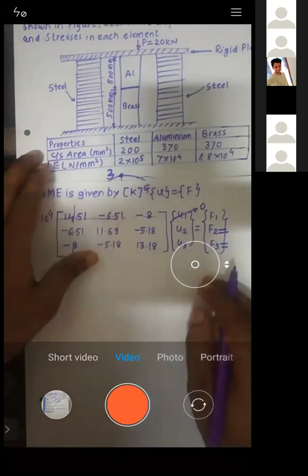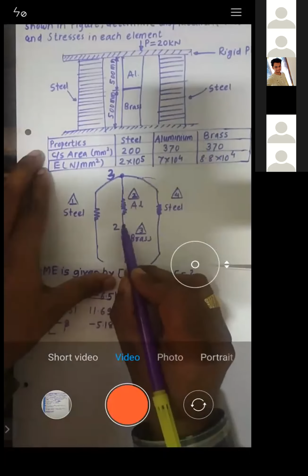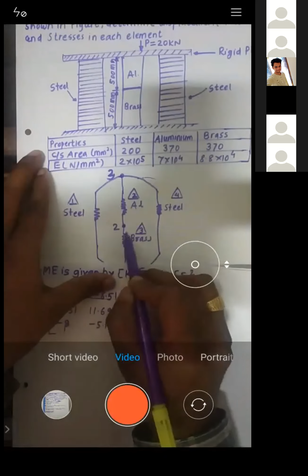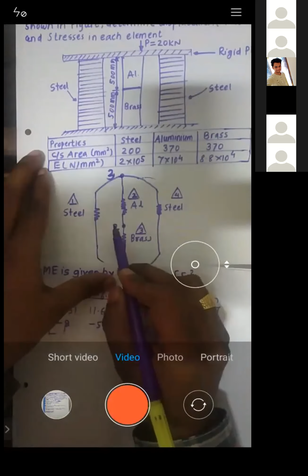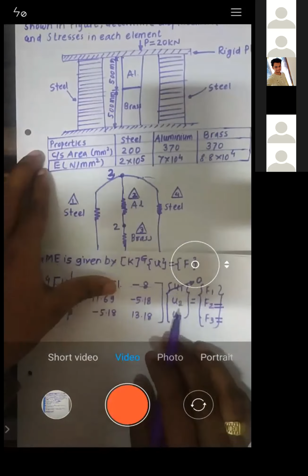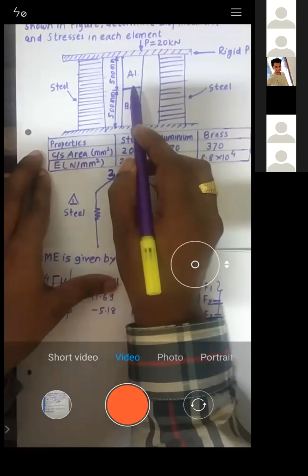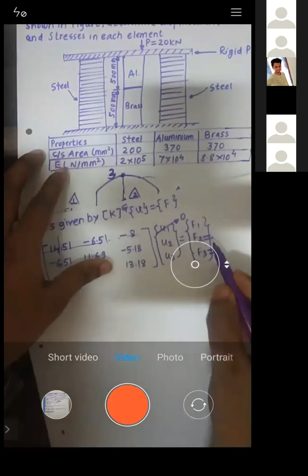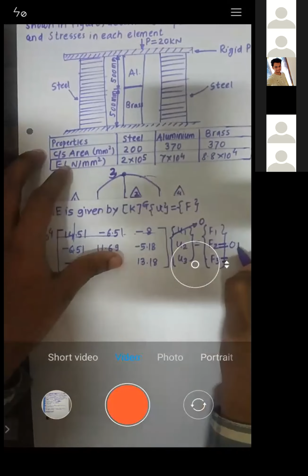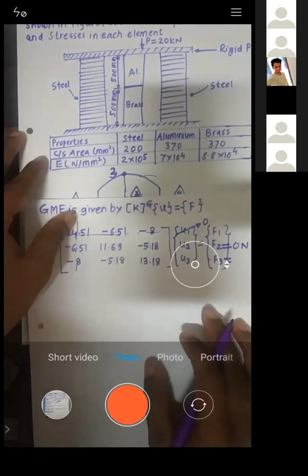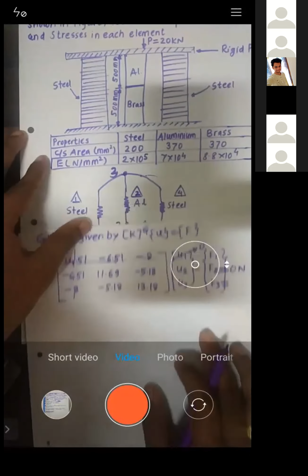Right? Now see, what is the force applied at node 2? Have you applied any force at node 2 here? No. So this is 0 Newton. Now talk about node 3.